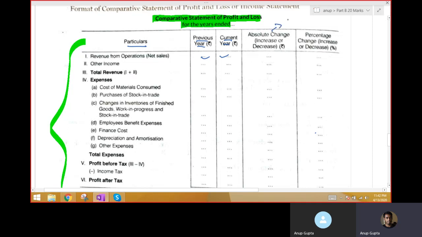How do you compute this one? The formula is current year minus previous year. This amount minus this amount, whatever. If it is positive, write positive. If it's negative, write in bracket. Okay. Then you have to compute this one also.